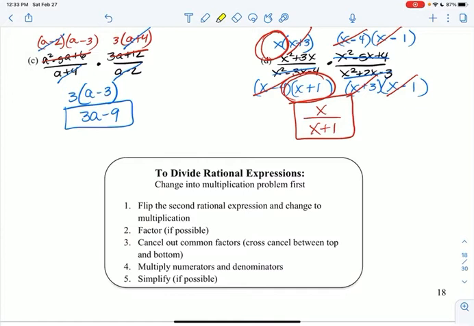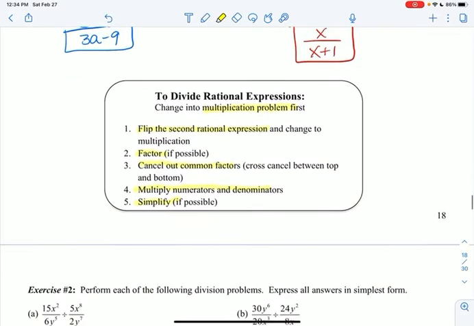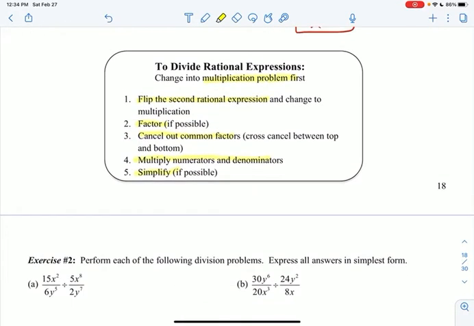So dividing is almost the very same thing, except you have to change to a multiplication problem first. The way I do that is I change to multiplication and you flip the second rational expression. So that second fraction gets flipped and you change it to multiplication. And then you're just doing the same exact thing. I'm factoring if possible. Cancel out any common factors. Don't forget you can cross cancel. You multiply any numerators or denominators, and then you simplify if there's any more simplifying to do.